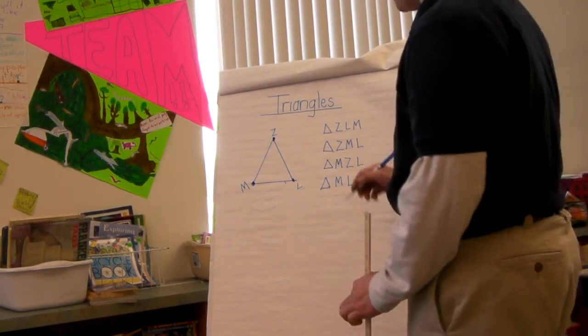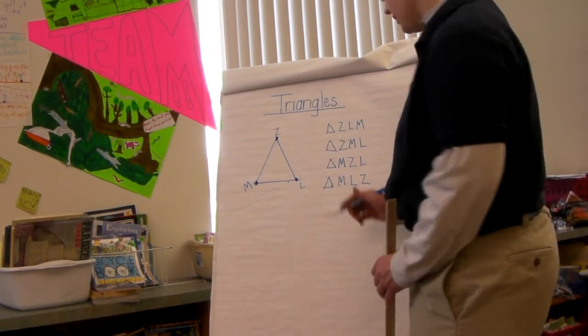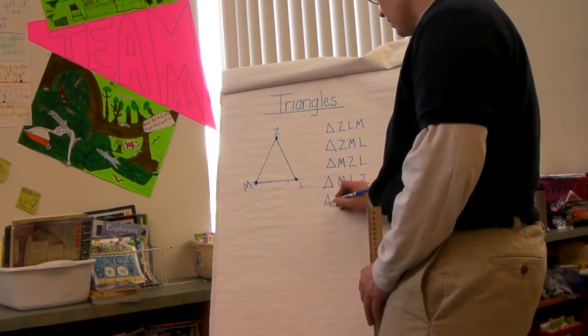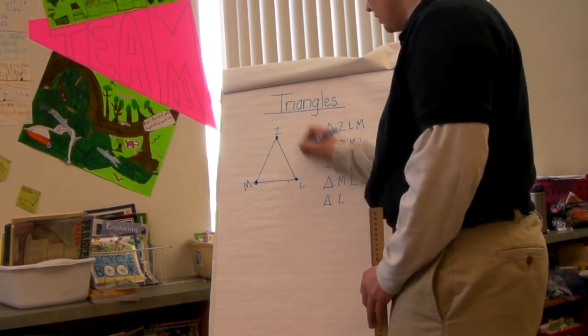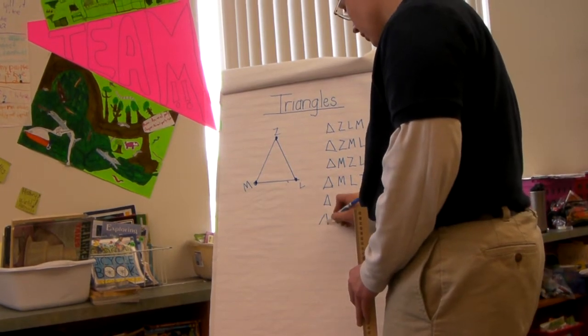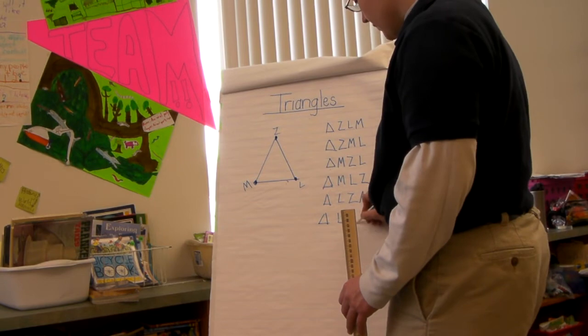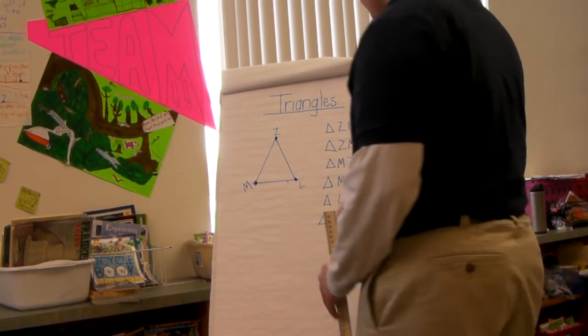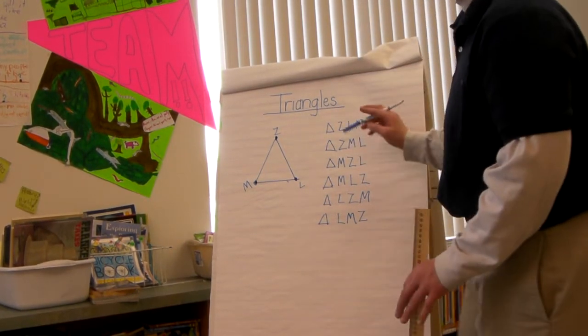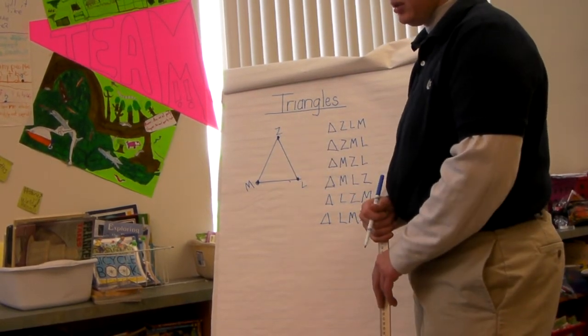You might think this is it, but the fun is not over. We still have one more letter that we could start with. This would be starting with an L: L, Z, M, or triangle LMZ. So there's lots of different ways that we can actually name a triangle by using its points. That's what gives a triangle its name.